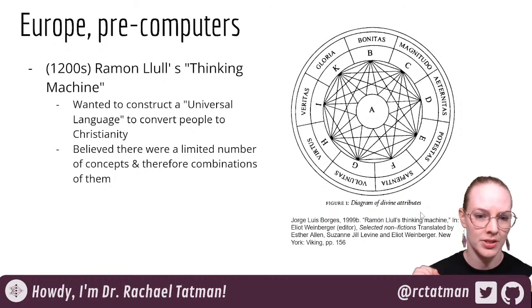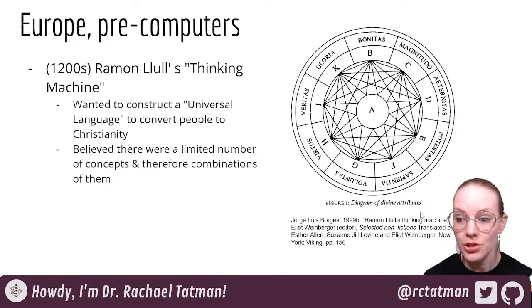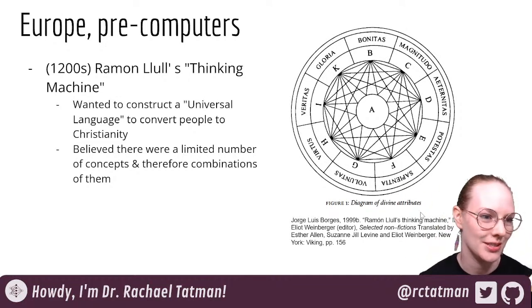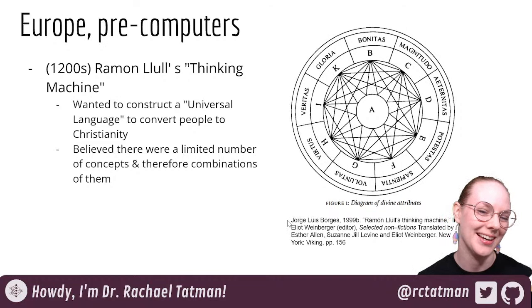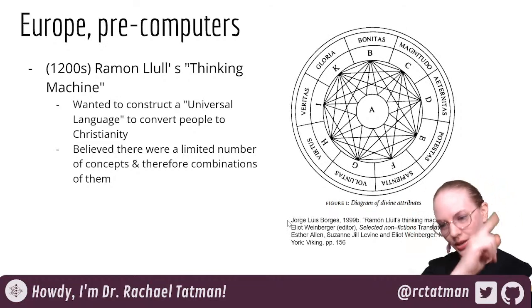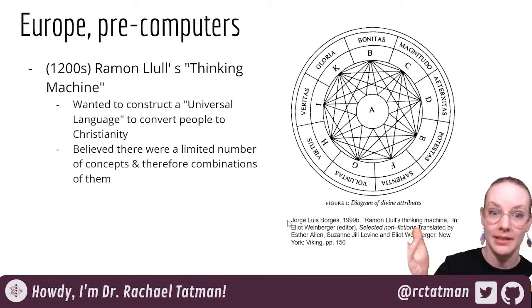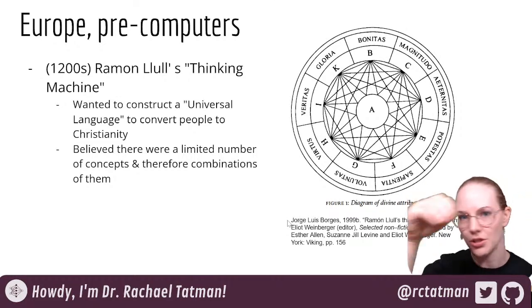And his concept was that there's a limited number of concepts in the world, and therefore a limited number of combinations of them. So if you just keep combining these limited number of concepts, you will arrive at pure truth, was his general idea. And I think he also died as a result of trying to convert some people who didn't want to be converted. So clearly he was very driven by this particular idea. And you can see this example here, on this slide, has a bunch of Latin words that you'd connect to each other.